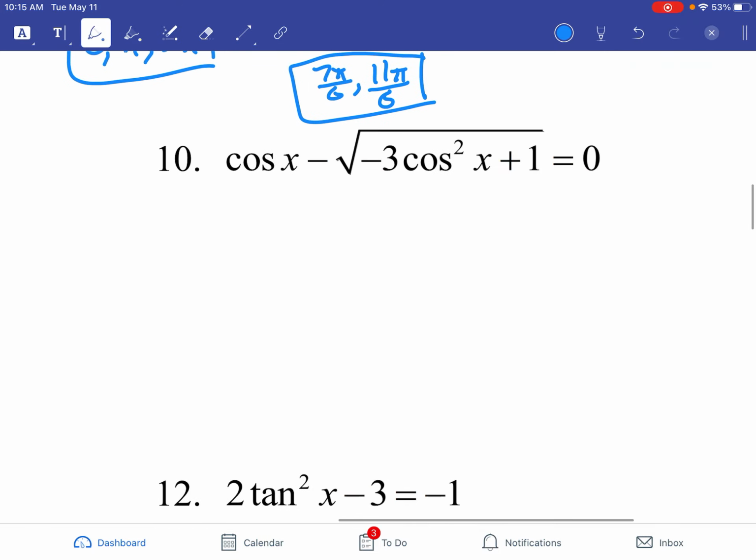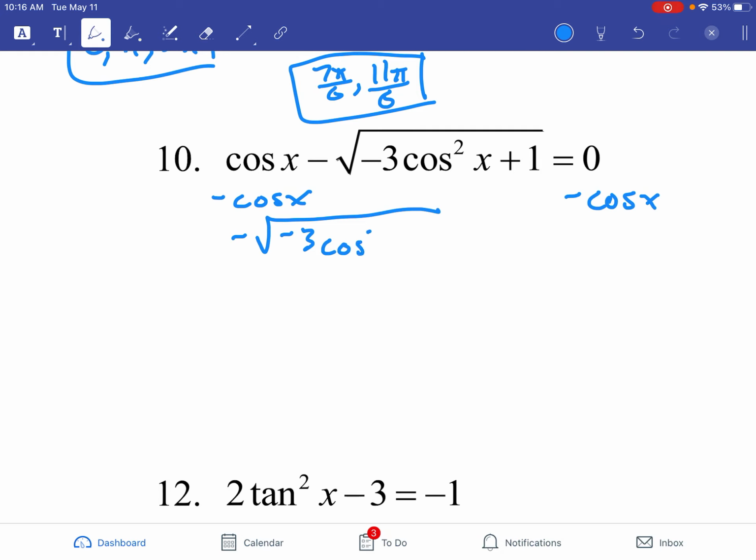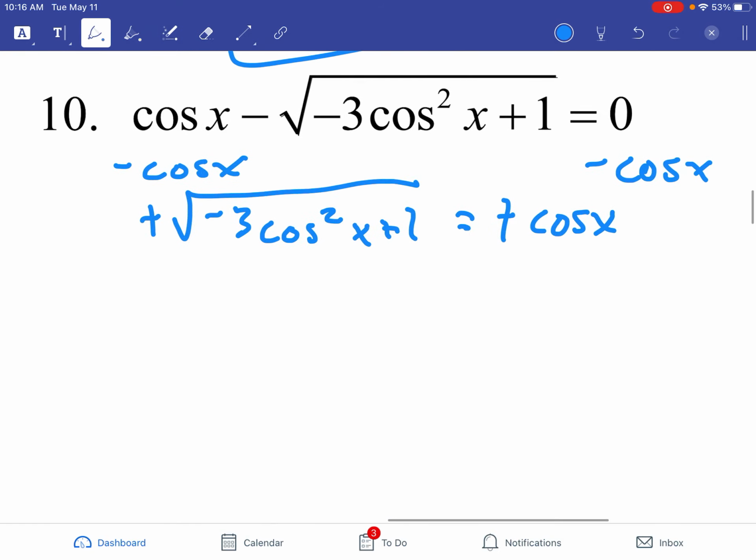All right, number 10. When I'm doing this problem, let's see, what do I want to do? I have to get the square root sign by itself, so I have to bring this cosine to the other side by subtracting it. There's also this negative sign, so I'm going to divide both sides by negative 1, which just changes those signs. I'm just going to do that, saving me some space.